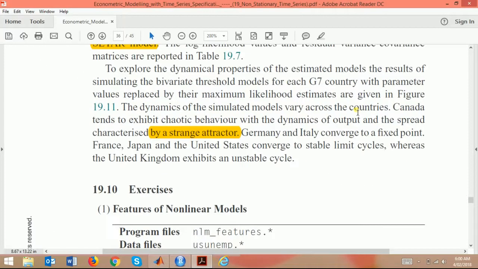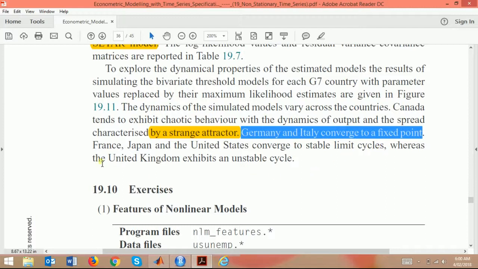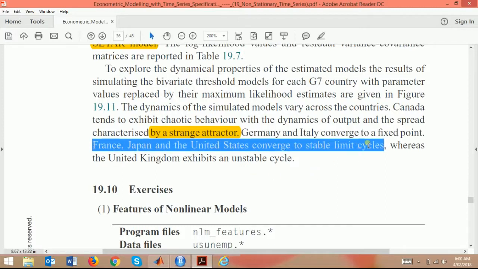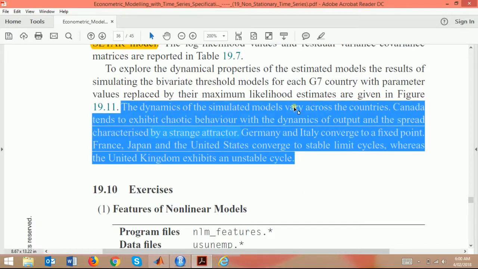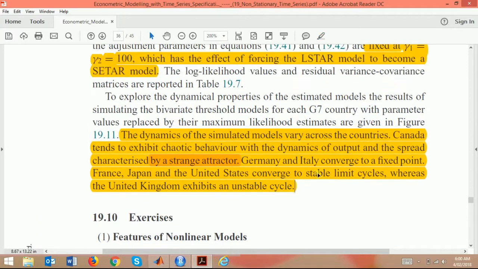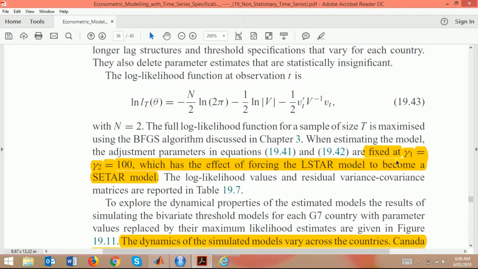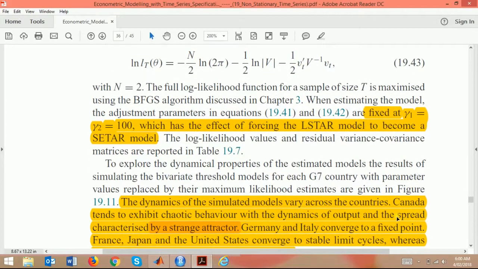So Germany and Italy converge to a fixed point, limit cycles. France, Japan and the United States converge to stable limit cycles, whereas the UK exhibits an unstable cycle. Okay, so that's what explains the cycles and the attractors that we studied earlier and how we can actually find them. So basically only a threshold LSTAR model gives us these estimates, you know. Okay, so we'll look into this in further detail.